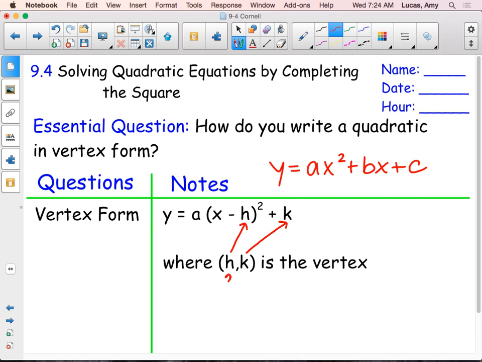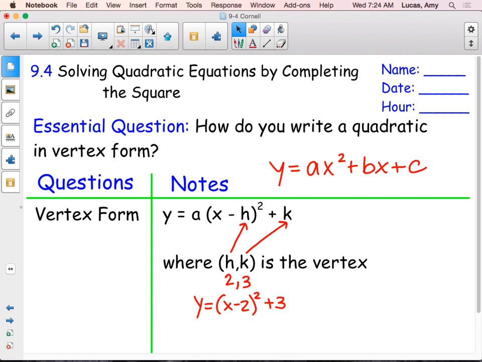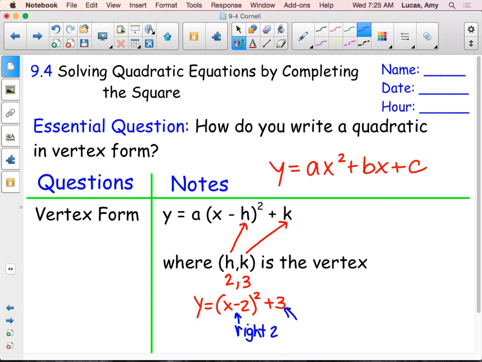So like for example, if the vertex was 2, 3 and we plugged it in, it would look like this. So the 2 would appear to be negative when it's not. It's actually positive. In section 9.3, we saw this with our translations. Remember that we saw that a plus 2 in the parentheses slid the parabola to the right 2. So that slid to the right 2, and then the 3 outside slid it up 3. So that should make sense that our vertex, if we start at 0, 0, is moving to positive 2, positive 3. So it all fits together.